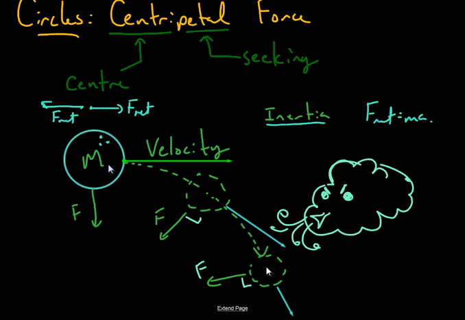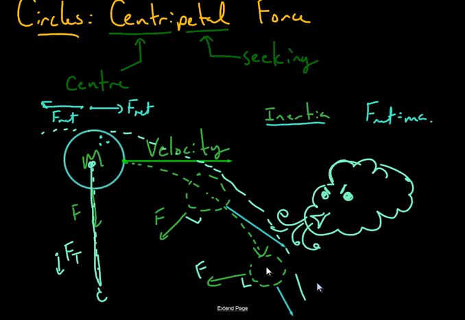Could a string do it? So we could attach a string to the center of this arc, right? So we tie a string to the bowling ball, and then it's a tension force that's causing it to go in a circle. So tension force, wind force. We could build like a curved wall here, couldn't we? We could build like a curved wall. And then it would be like a normal force that's pushing it towards the center, right?